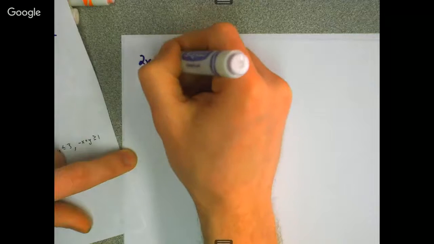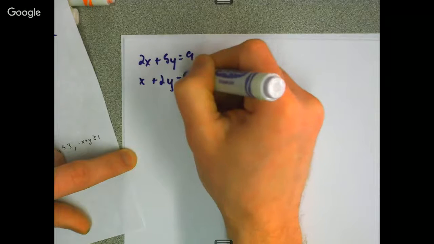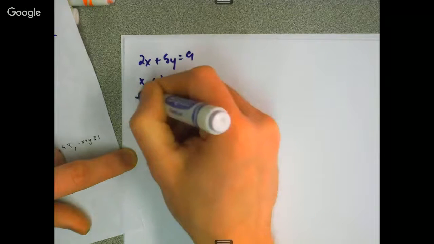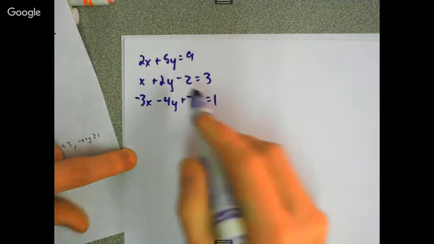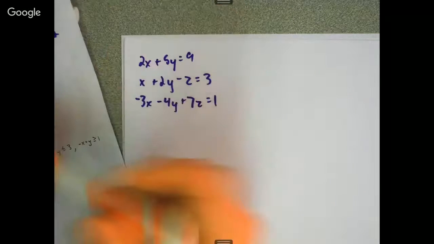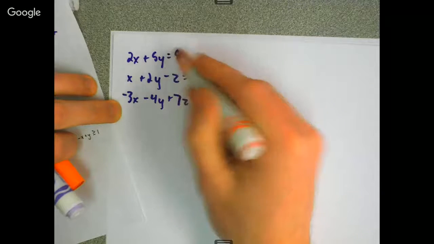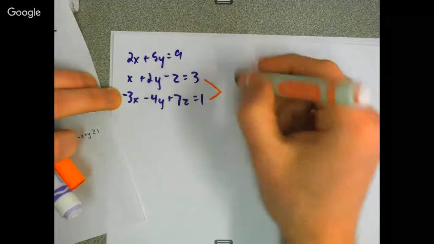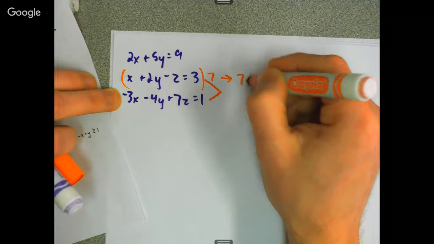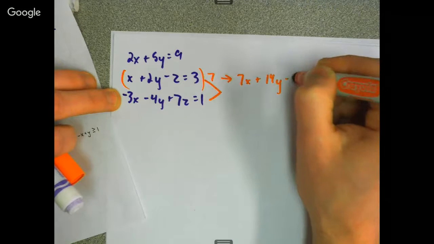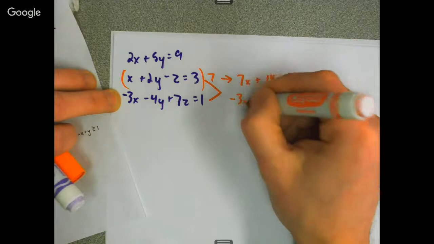So 2x plus 5y equals 9. X plus 2y minus z equals 3. Negative 3x minus 4y plus 7z equals 1. So in this top equation here, we're already missing one of my variables, z. So in this case, we'll just take the bottom 2 and get rid of whatever variable was missing. So I'll take this second equation and multiply it by 7. So I have 7x plus 14y minus 7z equals 21. And I'll leave this one alone.